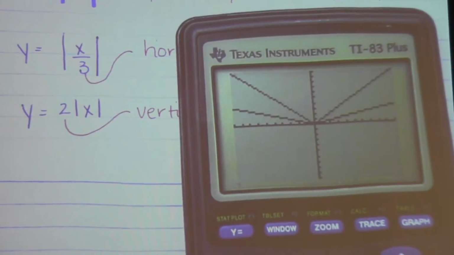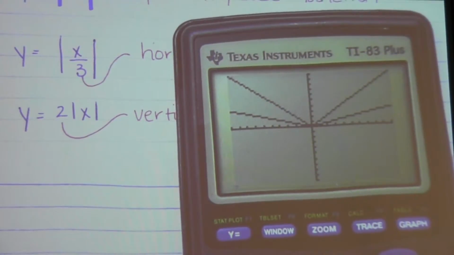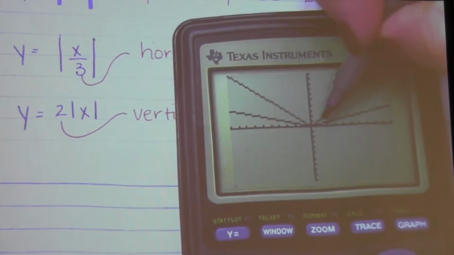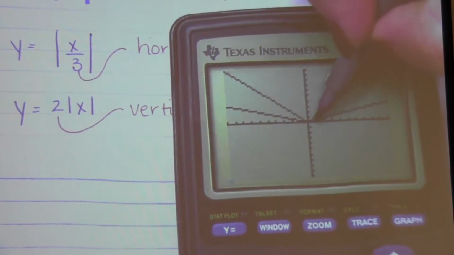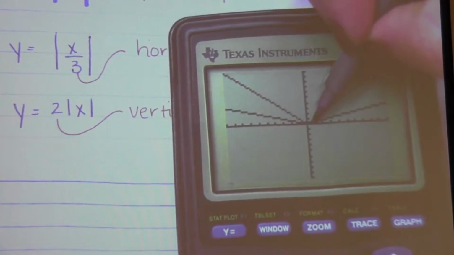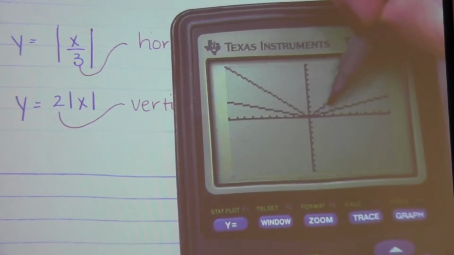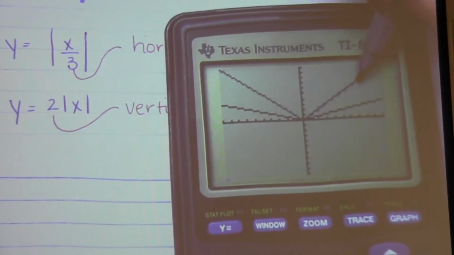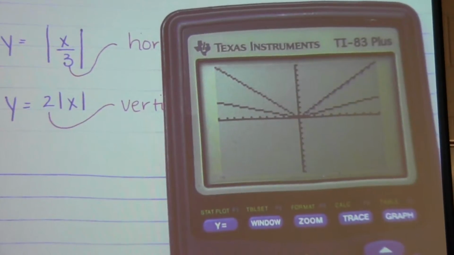One thing I want us to notice about these functions, and it's a little bit hard to see on our calculator, so I'm just going to plot a few points in here. But our original graph, the one in the middle, we went over 1, up 1, over 1, up 1, over 1, up 1. What was the slope on that graph if it goes over 1, up 1, all the way up? 1.